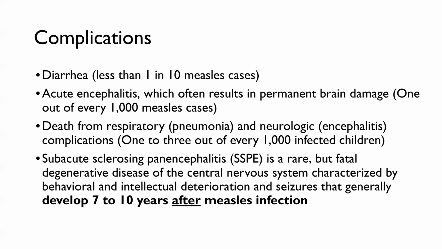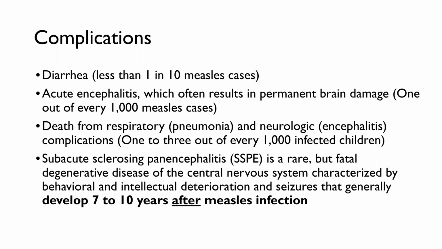It's pretty common that those that are going to perish from measles typically die from pneumonia or some sort of neurological complication. And this is about 1 to 3 out of every 1,000 infected children. So it's not a super high mortality rate, but it's certainly a mortality rate nonetheless.